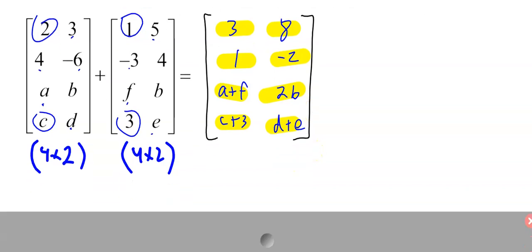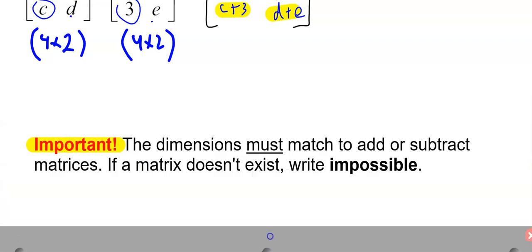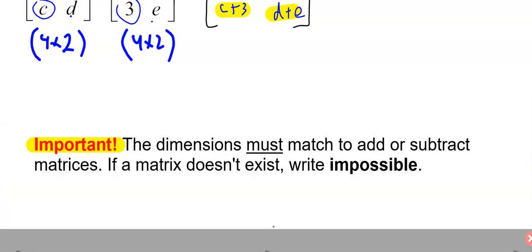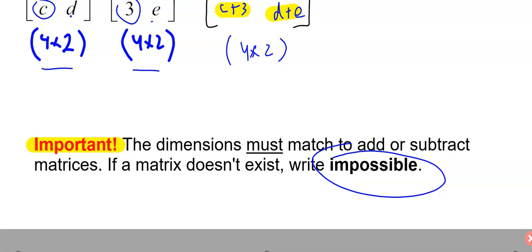You're just going to add each corresponding entry. And this is important. Sometimes you get 2 matrices. These two had the same exact dimensions, row by column were the same, so we can add them, no problem. The resulting matrix will also be a 4 by 2. However, sometimes the dimensions don't match. If that's the case, what do you write? You say impossible. You cannot add those 2 matrices.